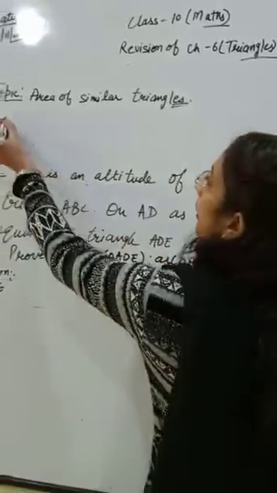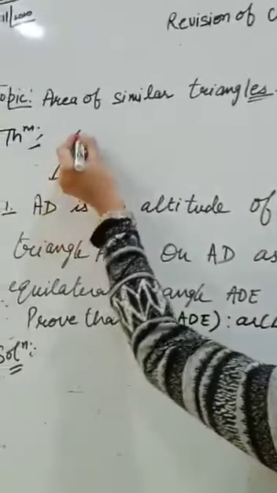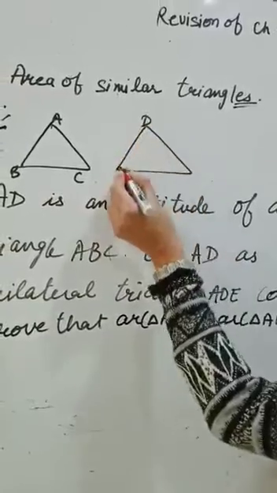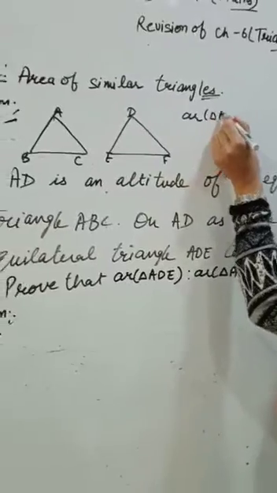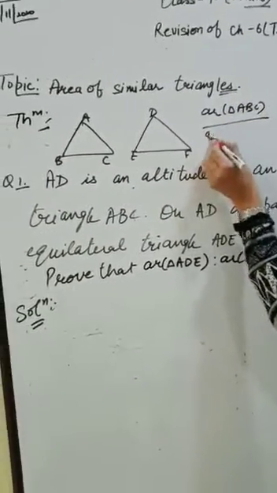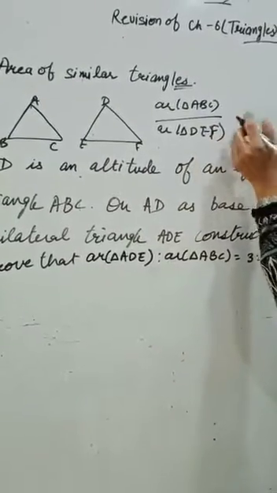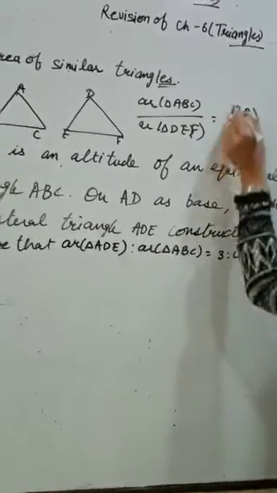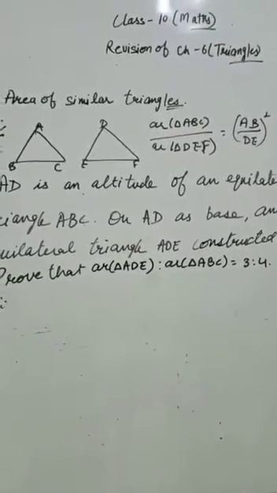So here let us remind the theorem. The theorem states, if two triangles are similar to each other, suppose triangle ABC is similar to triangle DEF with corresponding parts, then the ratio of the area of triangle ABC upon the area of triangle DEF will be equal to the square of the ratio of their corresponding sides. I think you remember all those points also.